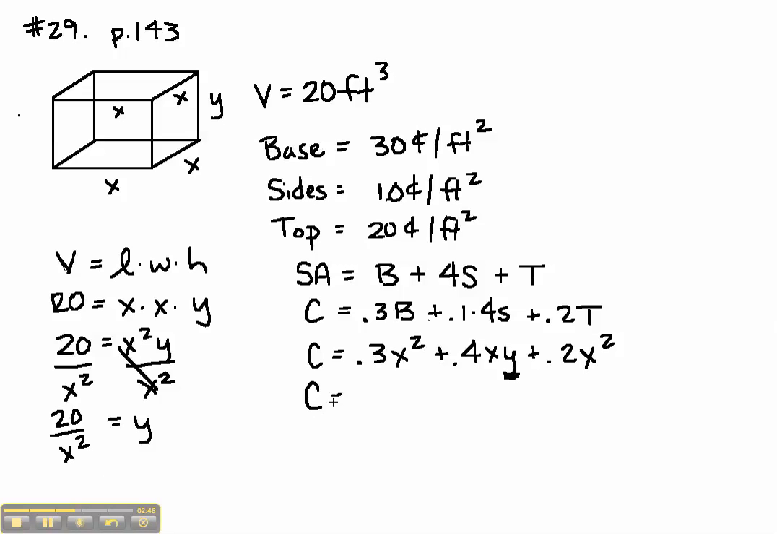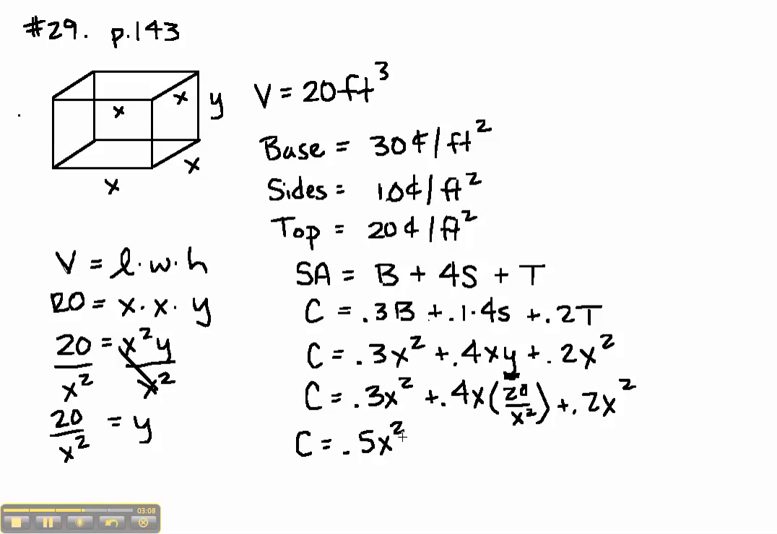So I'm going to come back into my cost function and substitute in 0.4x times 20 over x squared. And then I can combine like terms. 0.3x squared plus 0.2x squared is 0.5x squared. 0.4 times 20 is 8. And an x can cancel, leaving us with 8 divided by x. And this would be our equation for the cost of constructing the box in terms of x.